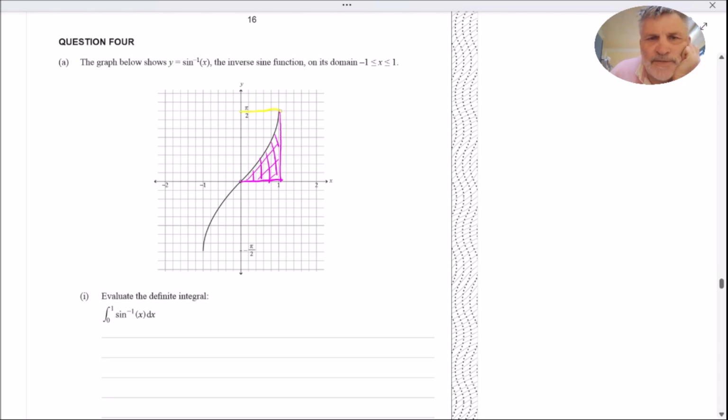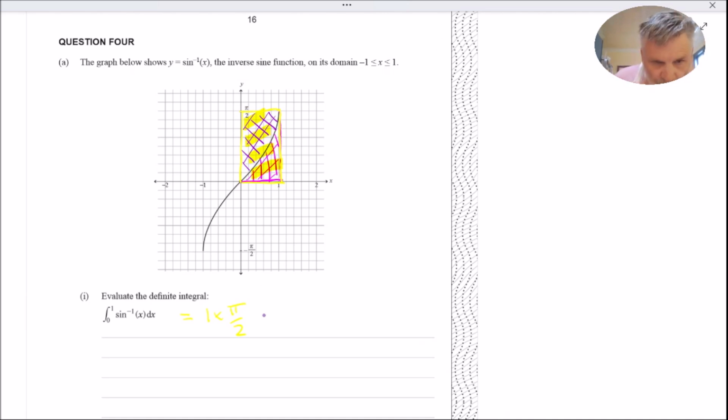I think it turns out easier to calculate this rectangular area and then to subtract off this purple area. The rectangular area, its base is 1, its height is pi over 2, so it's 1 times pi over 2. Excuse the bad colour, I'm not going to use it very much.